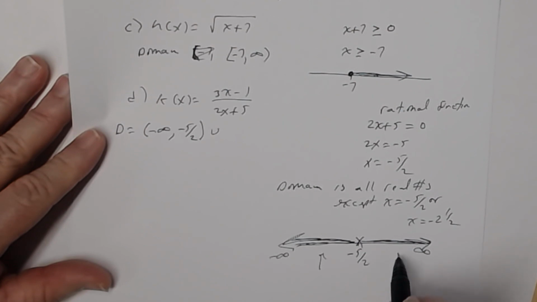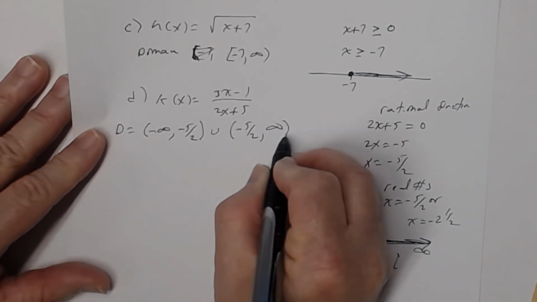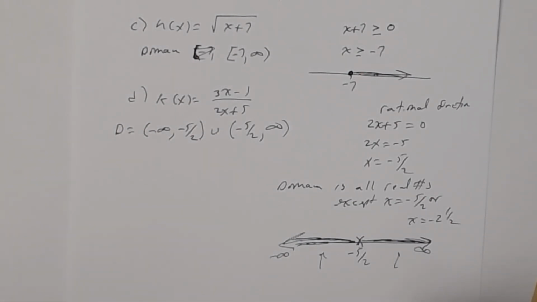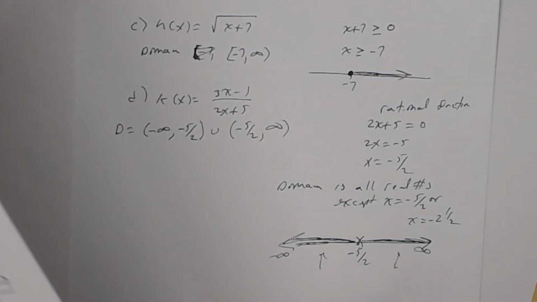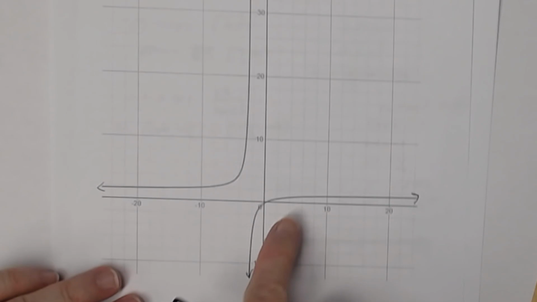See, there are two intervals here. This interval and this interval. And this interval is negative 5 halves to positive infinity. So parentheses, negative 5 halves, positive infinity. Okay? That's the domain. Now, when you look at the graph, and you're going to learn how to graph this in a week or so, but when you graph this, this is what it looks like. That's the graph right here.